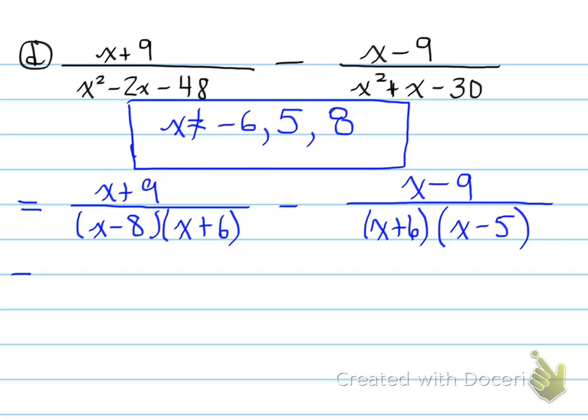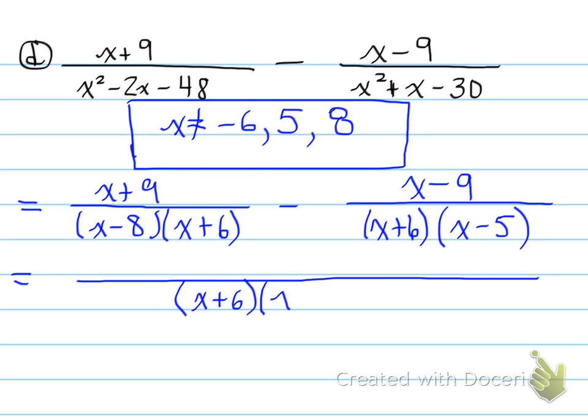Now, the next step is to find the common denominator. Both of these have an x plus 6, so that has to be there. An x minus 8 and an x minus 5. So this denominator becomes this denominator. How? Well, x minus 5 is missing, so we multiply this whole rational expression by x minus 5.